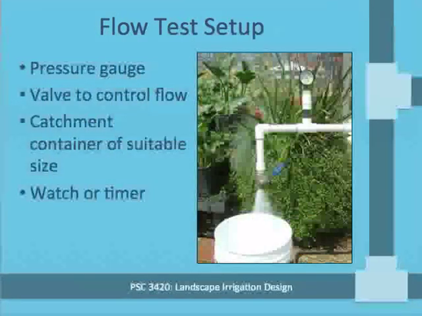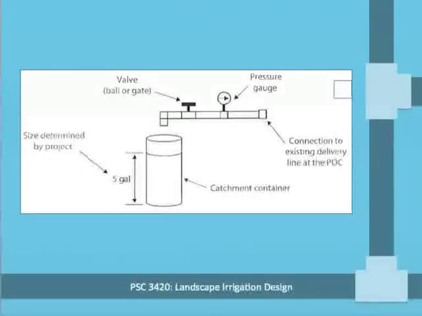For a flow test, you'd use a simple setup like this with a pressure gauge, a valve to control flow, and some kind of bucket or other catchment container, along with a watch or a timer to determine how long it takes to fill the bucket or the container.